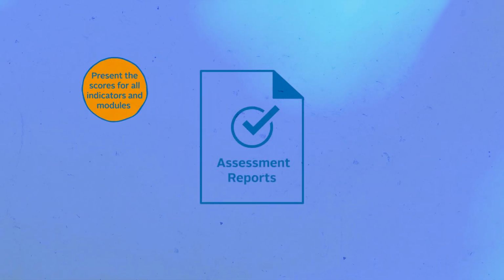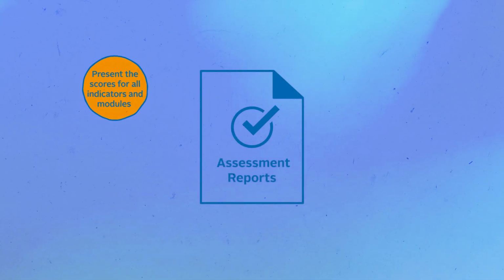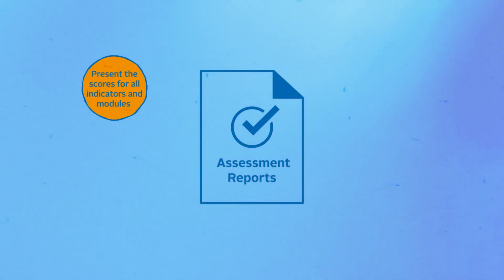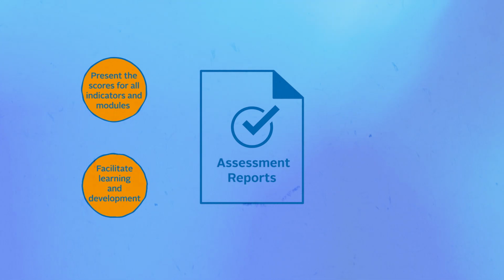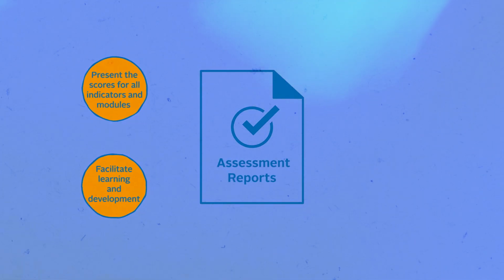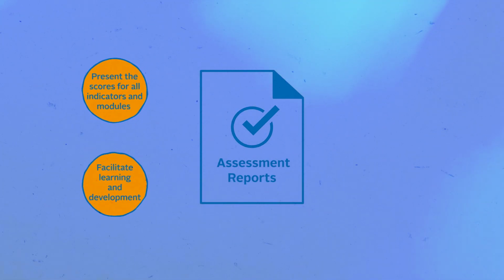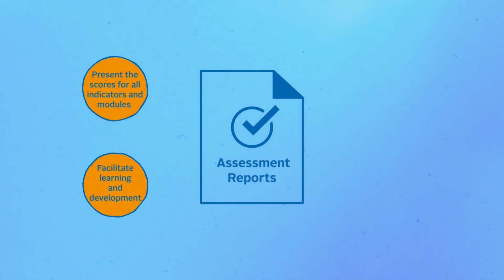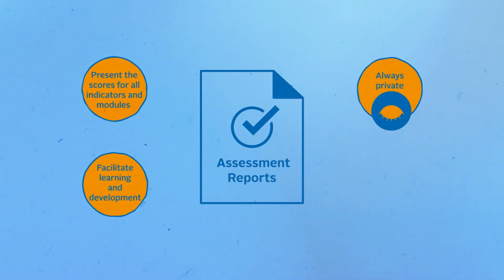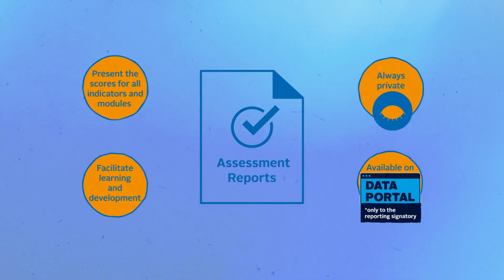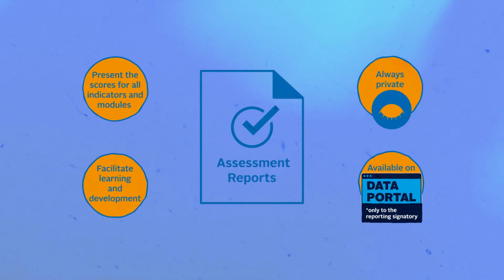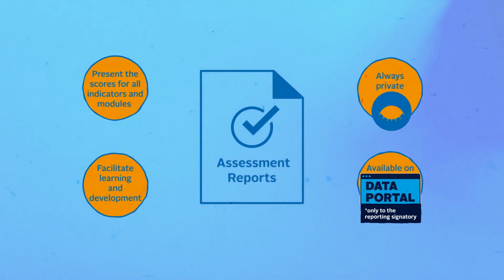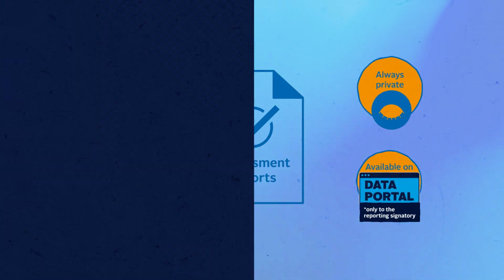Assessment reports present scores for all the indicators and modules that signatories reported on in 2024. They facilitate learning and development by outlining how signatories' responsible investment practices compare across asset classes and with peers, and how they can be improved. Assessment reports are always private and only available for the reporting signatory to view on the Data Portal, but they can choose to share them with clients, beneficiaries, and other stakeholders outside the Data Portal.